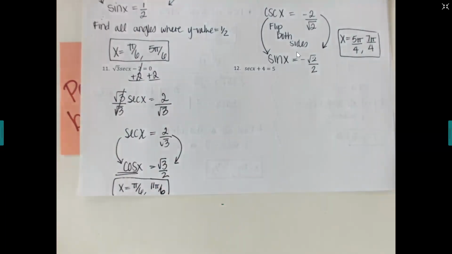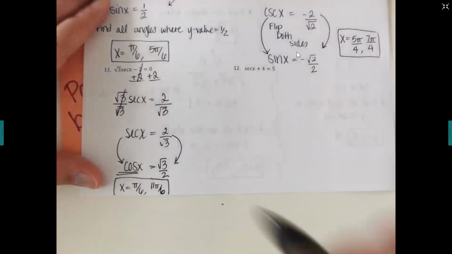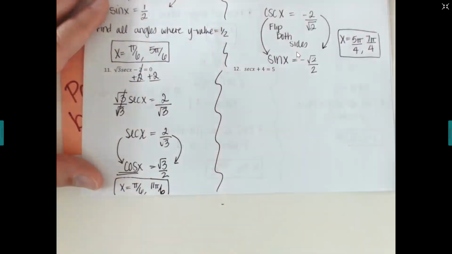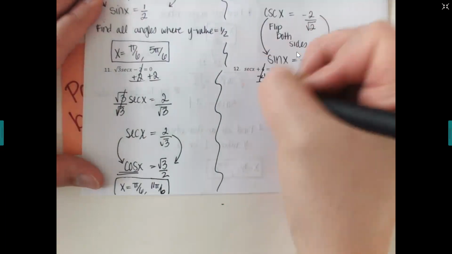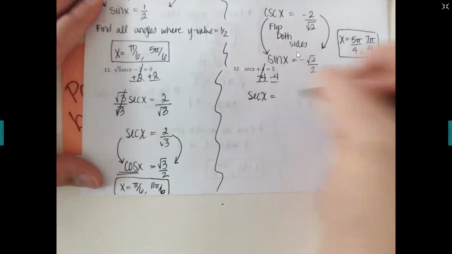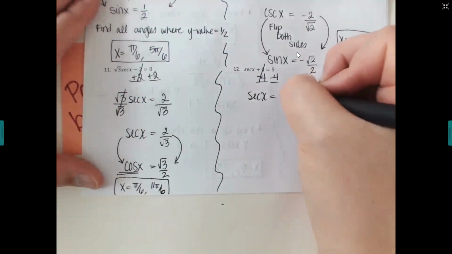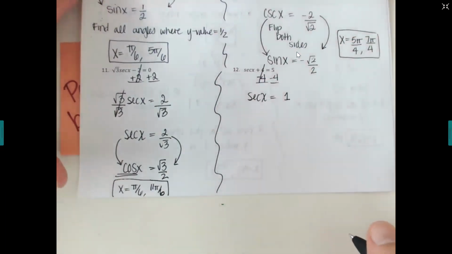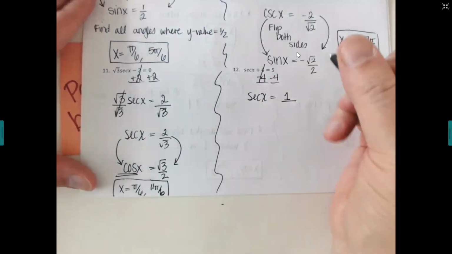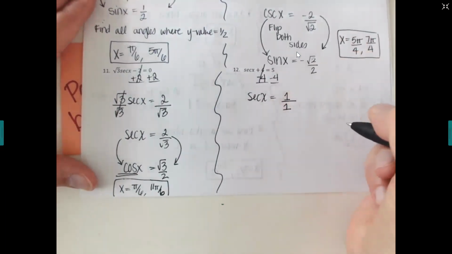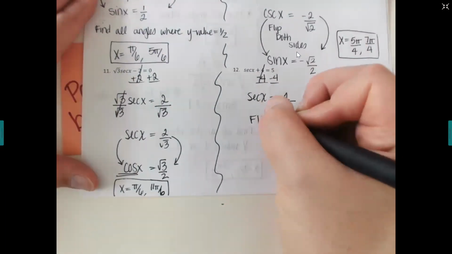Okay, last one, number 12, go ahead and solve it for me. We're gonna subtract that 4 across. Which means that secant x equals what? 5 minus 4 is 1. Now, anticipating that I'm gonna have to flip both sides, let's make that a fraction. What can I put this over that won't change the value? Another 1. So now if I flip both sides.